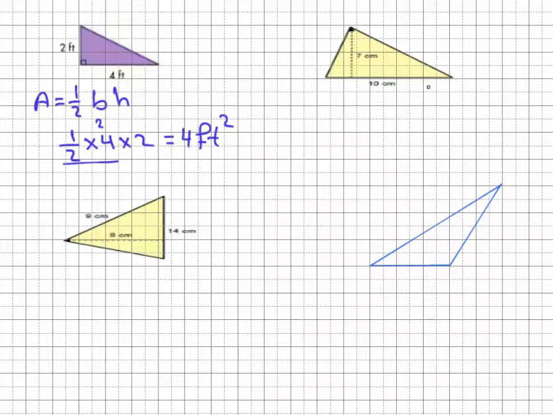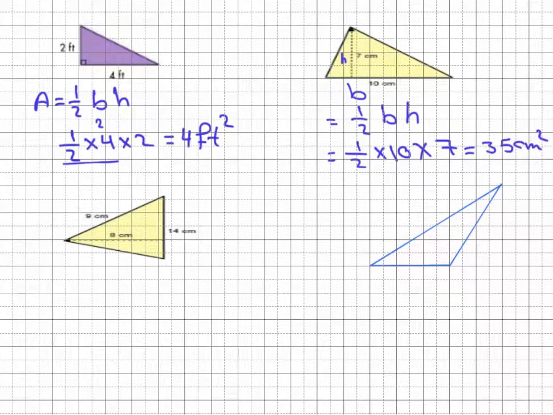Now this one, this is the base and this is the height. Now half base times height will become half multiplied by 10 multiplied by 7. Half of 10 equals 5. 5 multiplied by 7, the answer is 35 centimeter squared. This is the area.